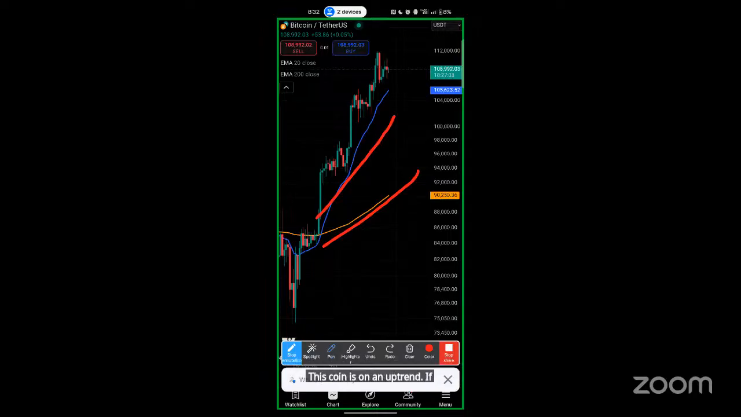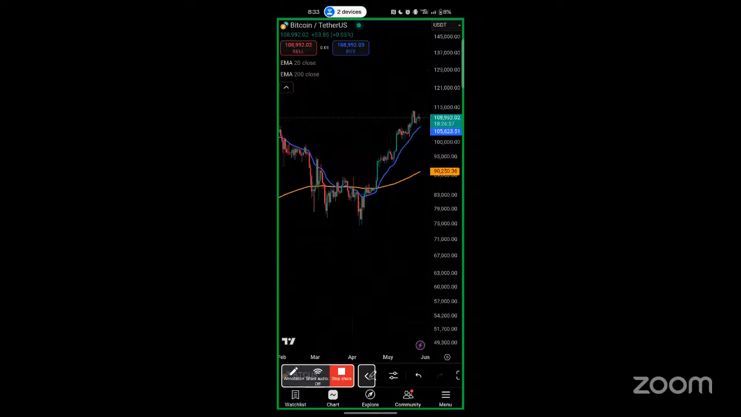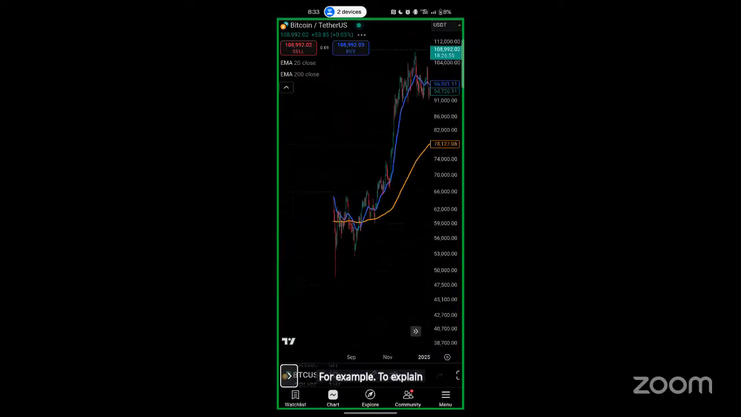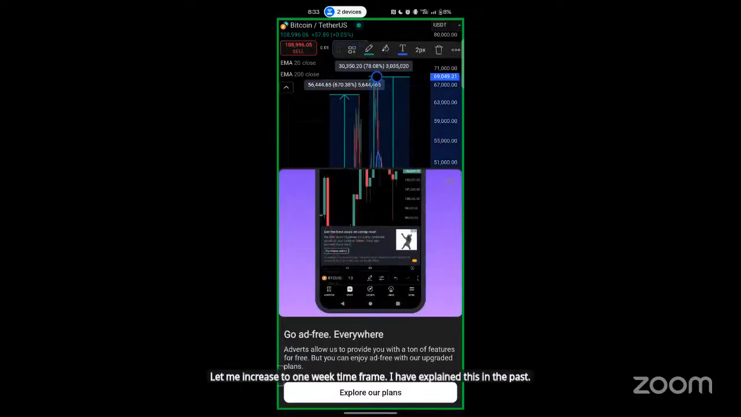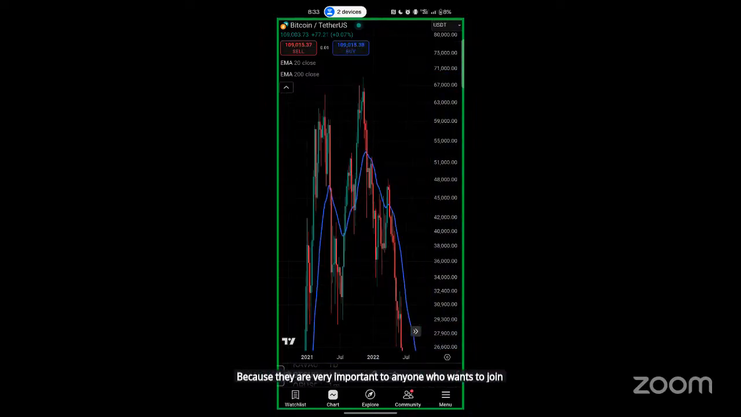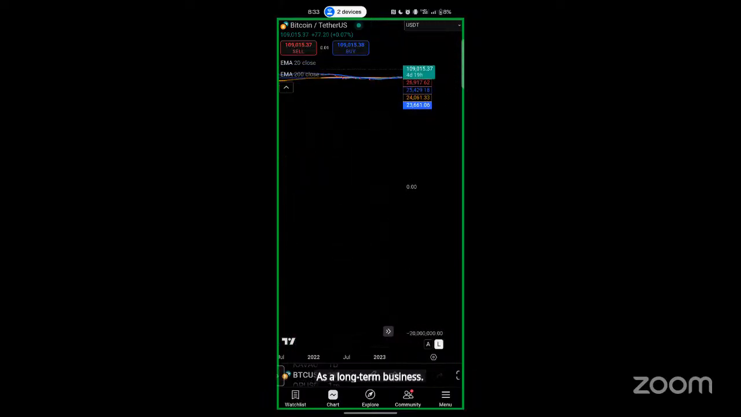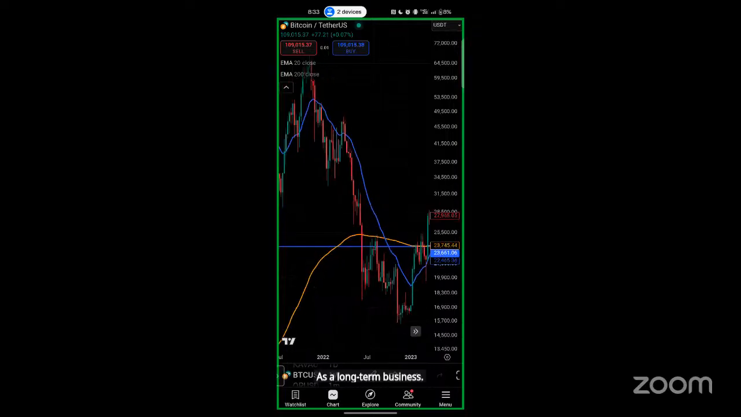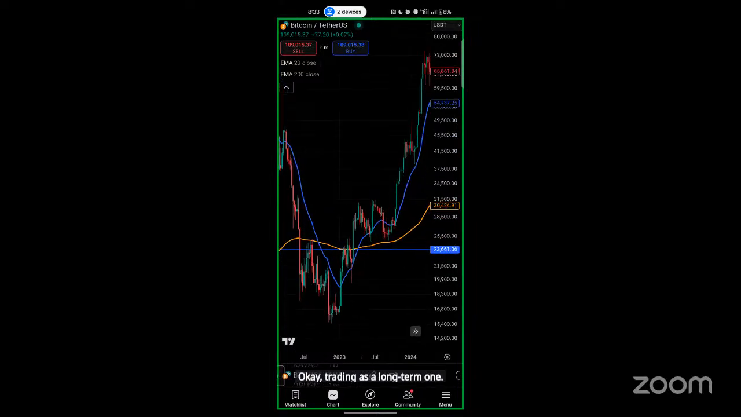If the price is below both, for example, to explain this very well, let me increase to the 1 week time frame. I have explained this in the past because they are very important to anyone who wants to join trading as a long-term business.